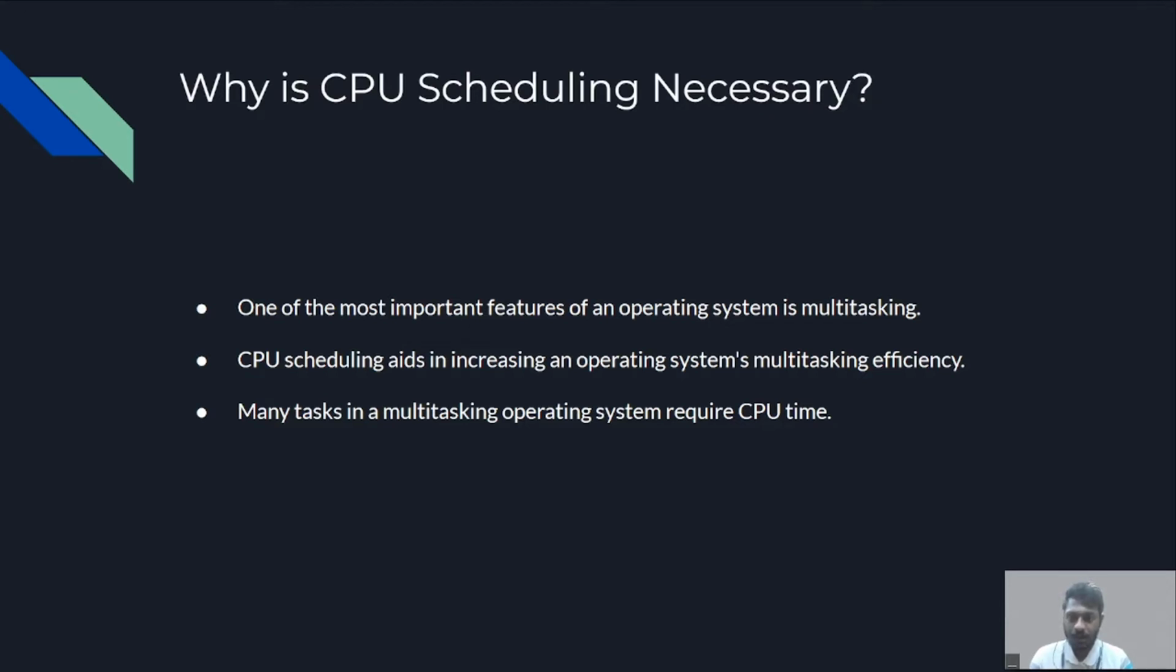So CPU scheduling also aids in increasing an operating system's efficiency in terms of multitasking. It depends on how you schedule it. Round robin won't schedule anything with respect to time. It will allocate space on the basis of a queue data structure, which is first in, first out. So whichever operation came first gets executed first, and so on. Many tasks in a multitasking operating system require CPU time.